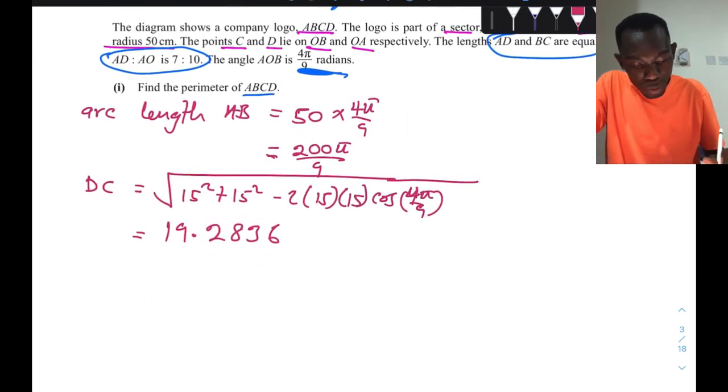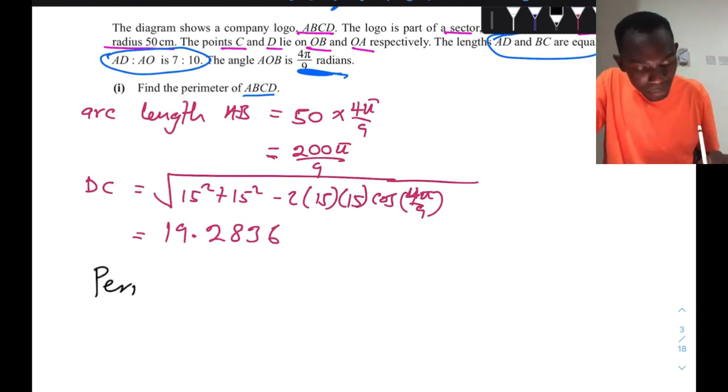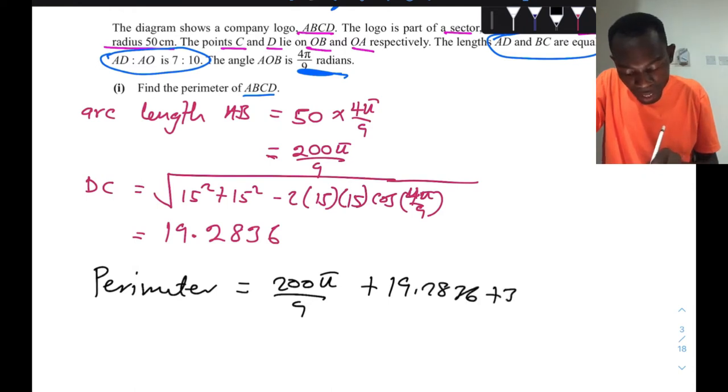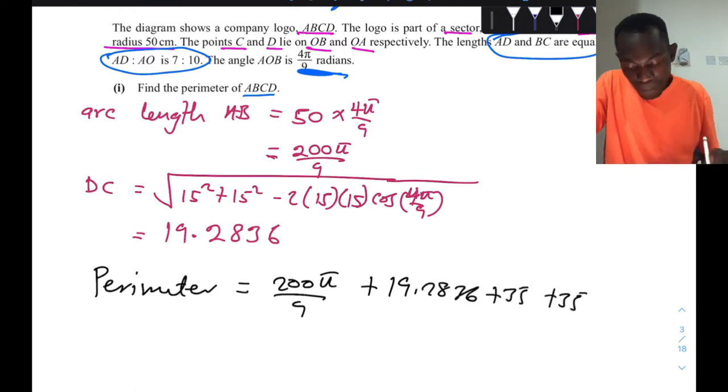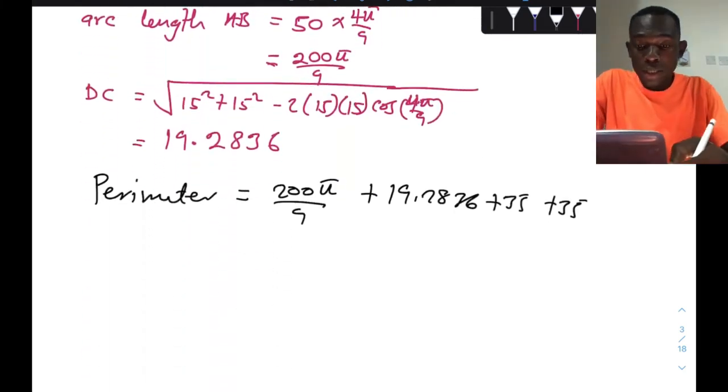Okay, so that's what you're going to do. So the perimeter is going to be 200 pi on 9 plus 19.2836 plus 35 plus 35. Okay, we are done. I hope I captured everything. Yeah, I did. So let's add them up. Okay, add them up.